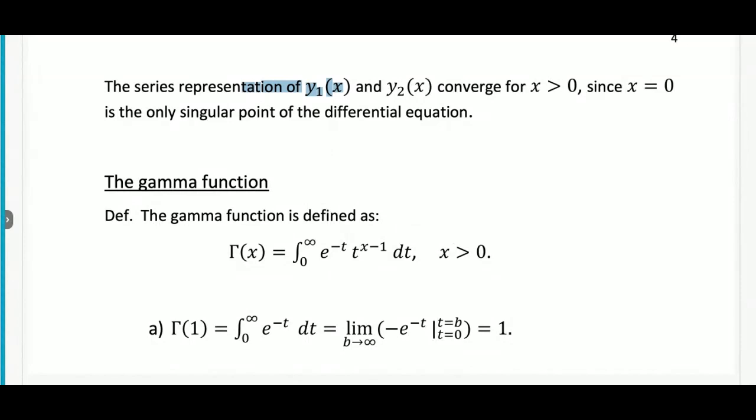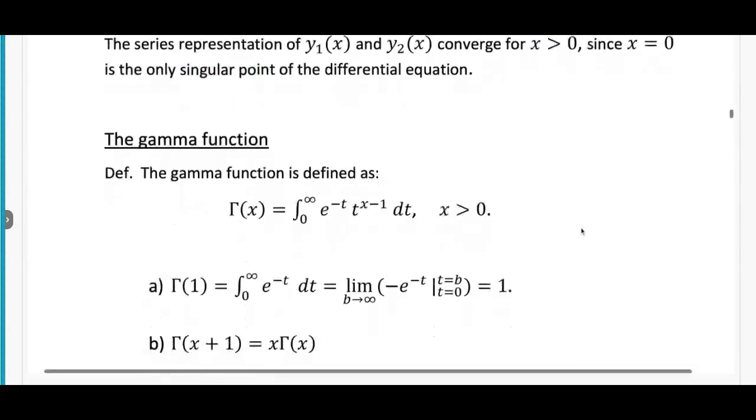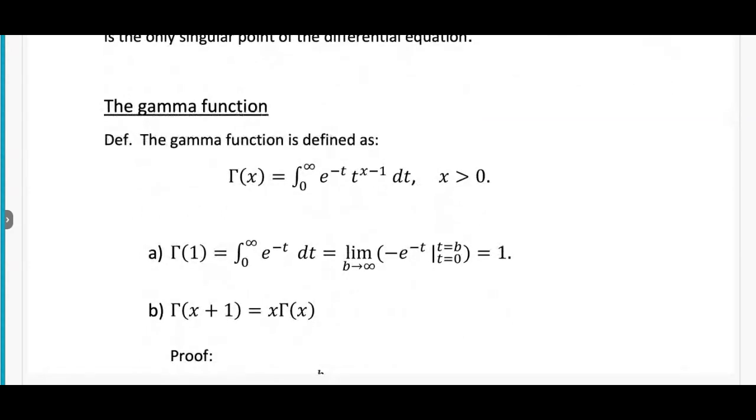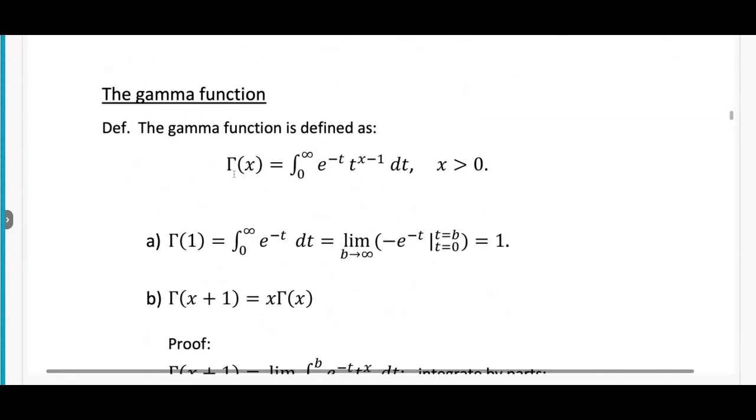So the power series representation for y1 and y2 converges for positive numbers of x, since x equals 0 is the only singular point of the differential equation. Okay, now our focus is the gamma function. All right, Moses already started the gamma function. Let's see the definition. The definition is this. So this is capital gamma. Gamma of x equals this integral from 0 to infinity, e to the negative t, t to the x minus 1 dt.